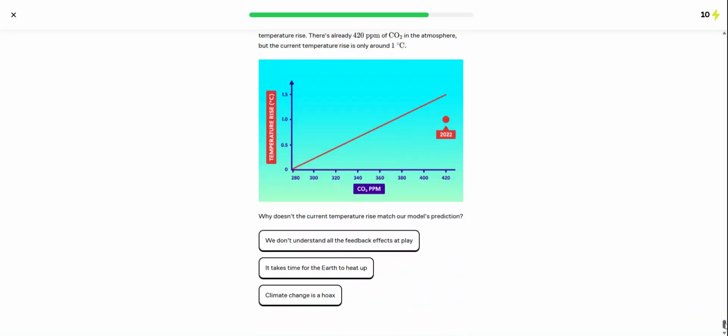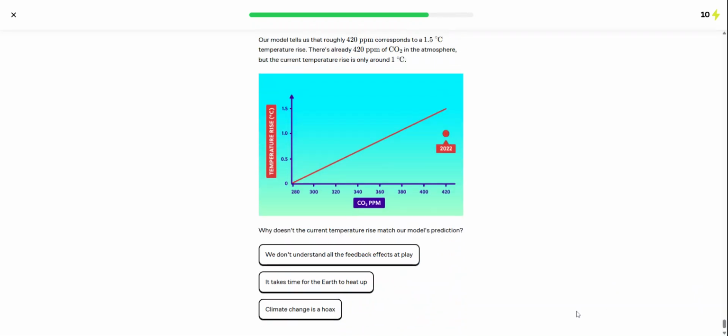Now, our model tells us roughly 420 parts per million corresponds to 1.5 degrees temperature rise. But we already have a similar amount of CO2 present in the atmosphere, and the current temperature rise is only around 1 degree Celsius. So in 2022, the temperature rise is only about that, so the line of best fit actually goes out of this range. The line of best fit is kind of a bit of an anomaly. Oh, why doesn't the current temperature rise match our model's prediction?